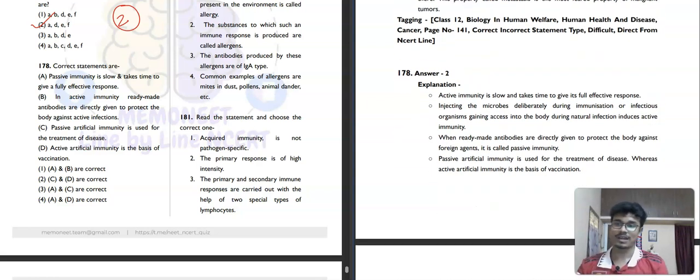It is saying that the correct statements are: passive immunity is slow and takes time to give a fully effective response. No, passive immunity is very fast. Active immunity is slow. In passive immunity, ready-made antibodies are directly given. Passive artificial immunity is used for treatment of disease: correct. Active artificial immunity is on the basis of vaccination: correct. So C, D are correct. Second option is our correct answer. Question number 179.